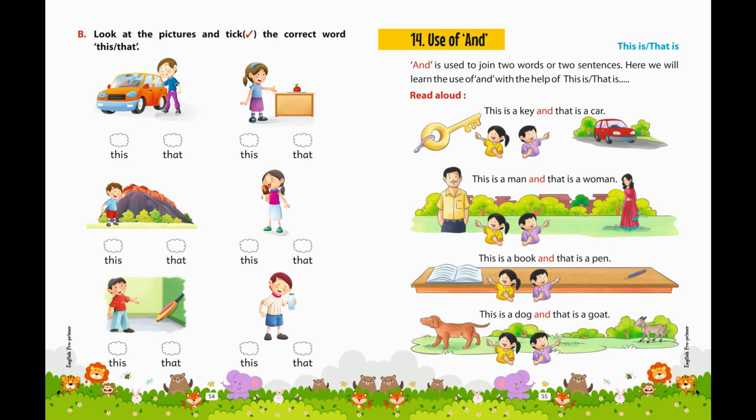Page 55. Concept, use of and. Now let's learn something new. The word and is used to join two things or sentences. Let's read aloud together. This is a key and that is a car. This is a man and that is a woman. This is a book and that is a pen. This is a dog and that is a goat. Can you hear how and joins both ideas? Try making your own sentences using and. Well done. You're learning to speak and write with more detail now.